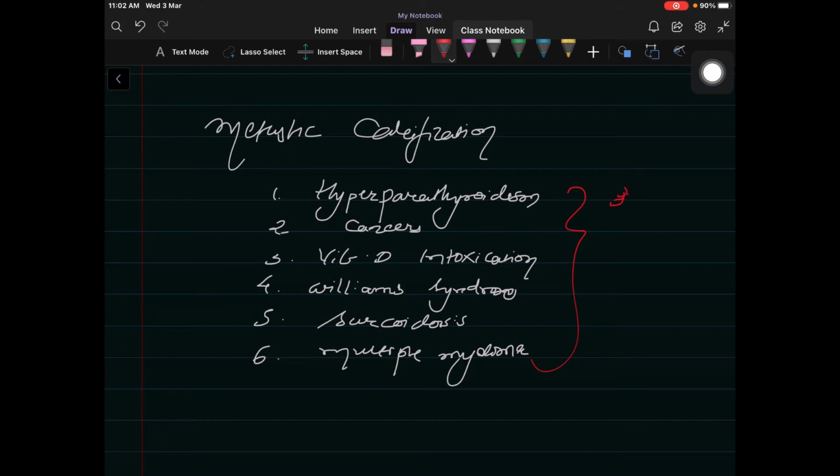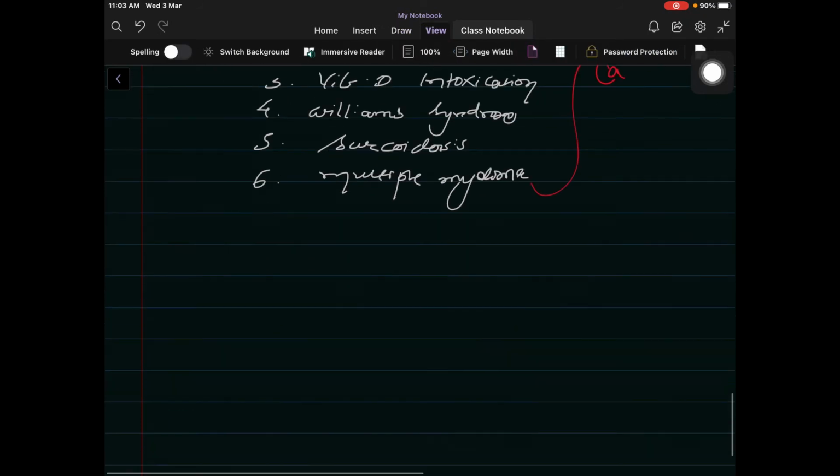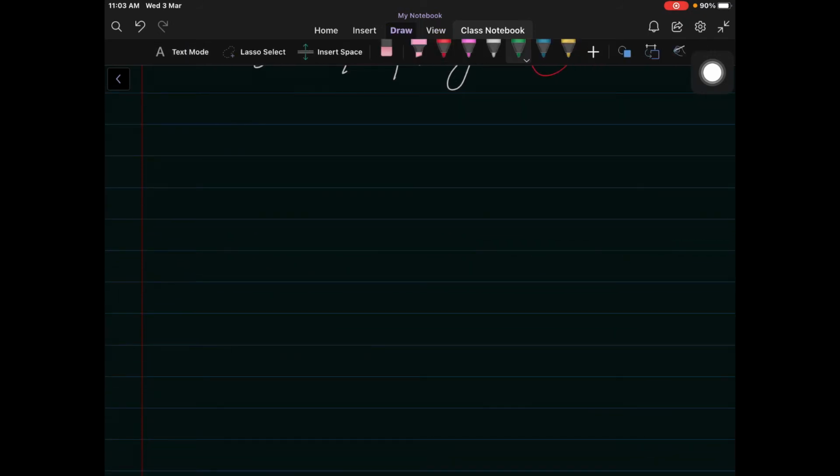In each of these, the serum calcium level gets elevated, because as we know, in the metastatic type of calcification, the serum calcium level gets elevated. Remember, the first organelle for the calcium deposition is none other than the mitochondria.